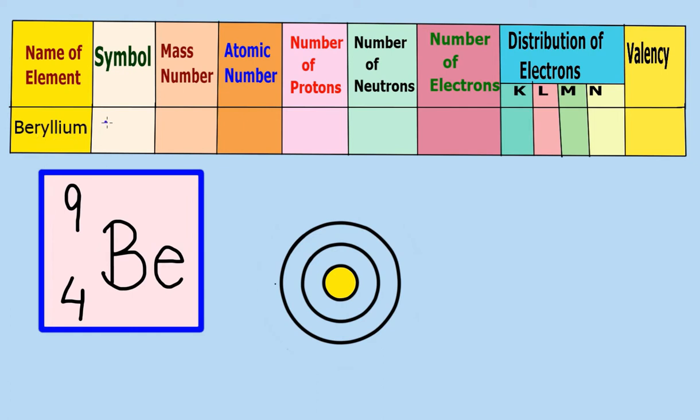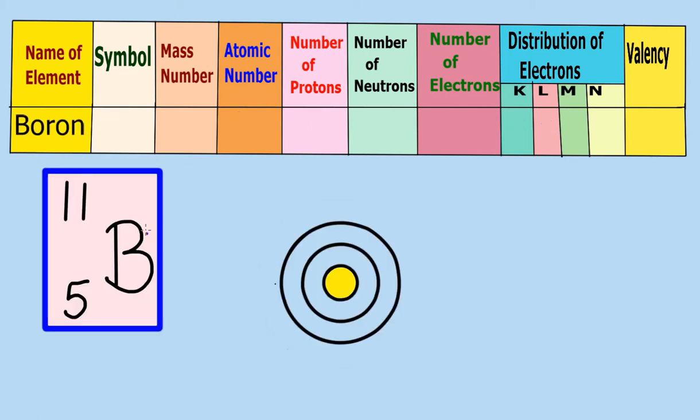Let's discuss beryllium now. Beryllium is represented by the symbol capital B and small e. Its mass number is 9. Its atomic number is 4. And number of protons 4, number of electrons 4. What is the number of neutrons here? Mass number minus number of protons: 9 minus 4, 5 neutrons are present. And how are the electrons distributed: 2 electrons in the K shell, 2 in the L shell, and the valency of beryllium is 2. So we will show 2 electrons here in the K shell and 2 electrons here in the L shell. So this is the electronic configuration of beryllium.